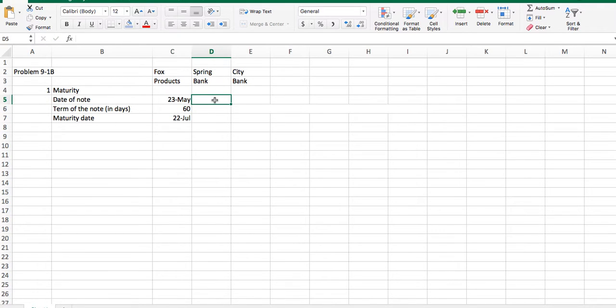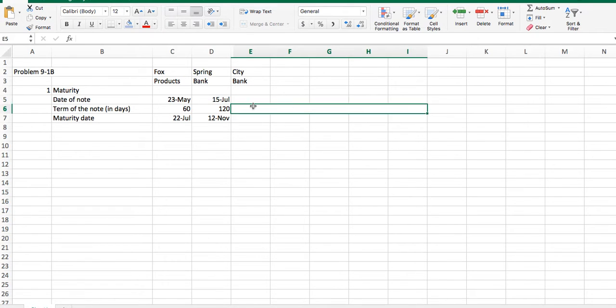For Spring Bank, we borrowed $12,000 cash by signing a 120-day, 10% interest-bearing note with a face value of $12,000. So that happened on July 15th. It was 120 days, and so the maturity date on that would be November 12th. And this is just simply calendar dates. There's nothing magic about what we're doing. It's just simply going off of a calendar.